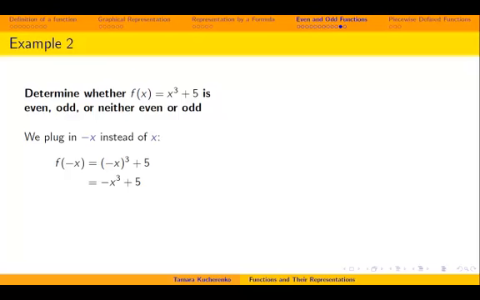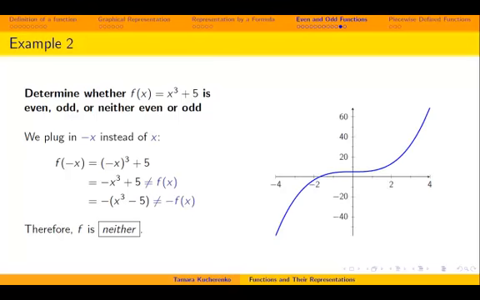This expression is not the same as the original function f of x. We try to factor out a negative and obtain negative times x cubed minus 5. The expression in parentheses is not equal to the original function. Therefore, this function is neither even nor odd. Again, by graphing the function x cubed plus 5, we see that it is not symmetric about the y-axis, and it is not symmetric about the origin.